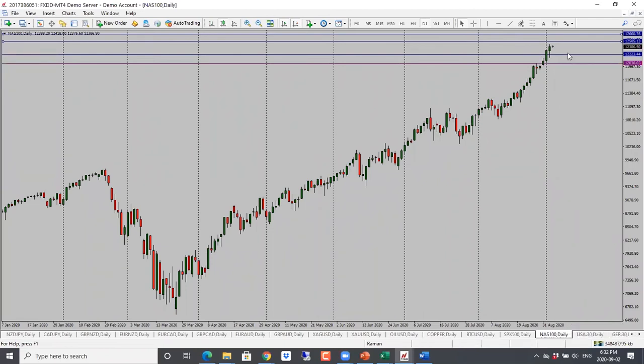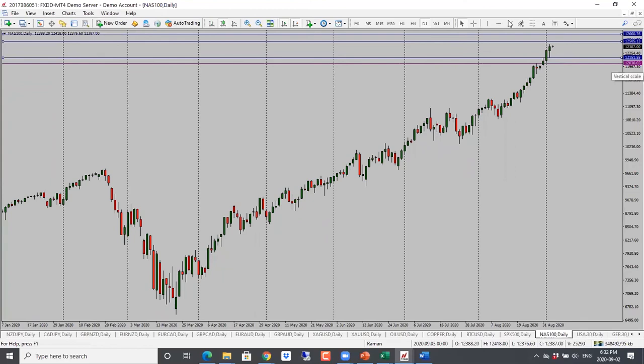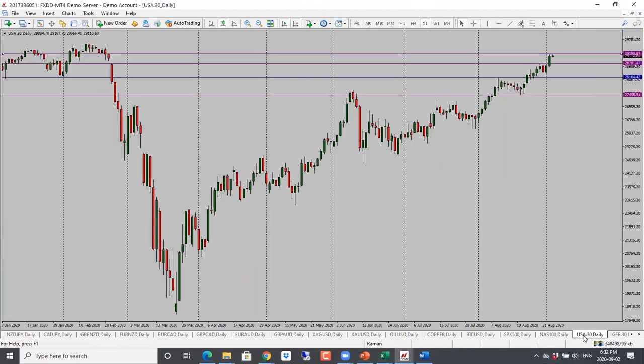Nasdaq also looking bullish, came and did a back test right into 12,150, and now we have a bullish pin bar here. 12,500 and 12,660 will be the next two targets.